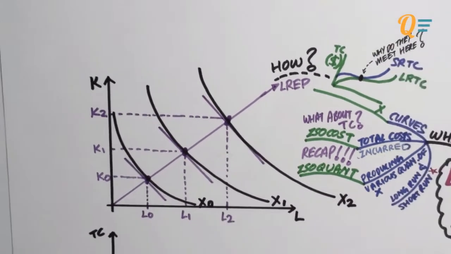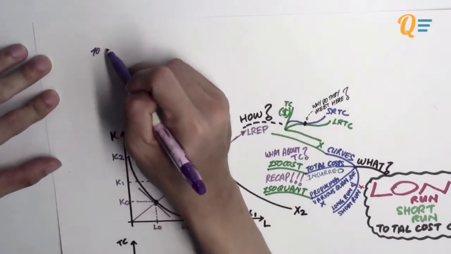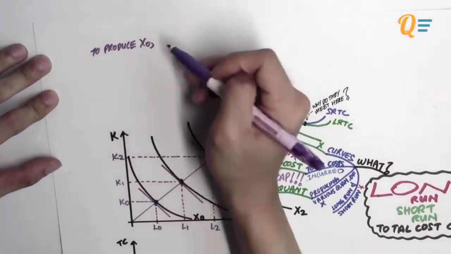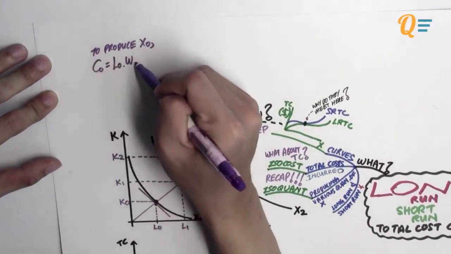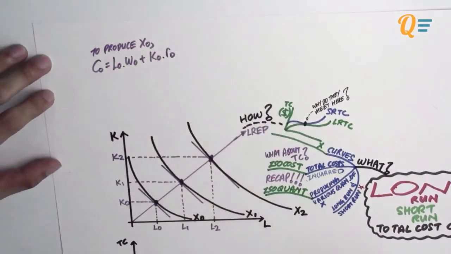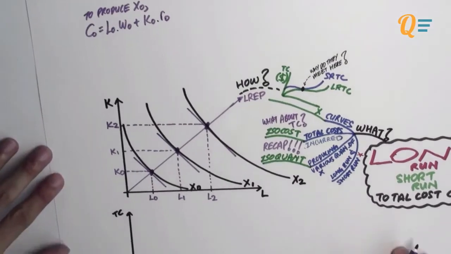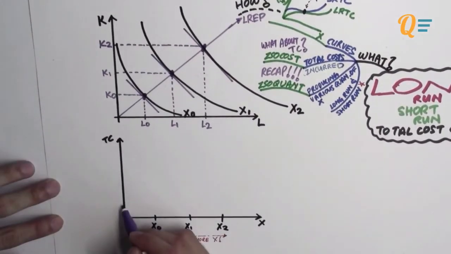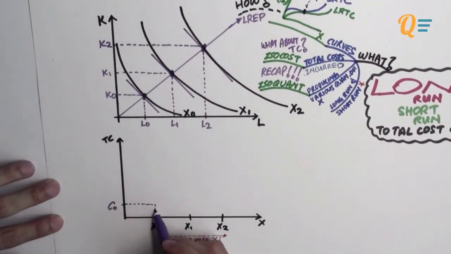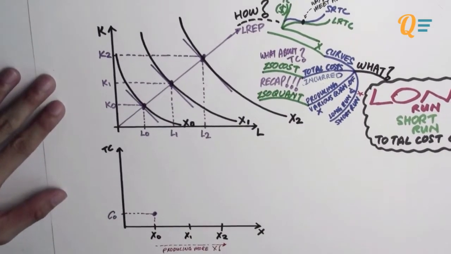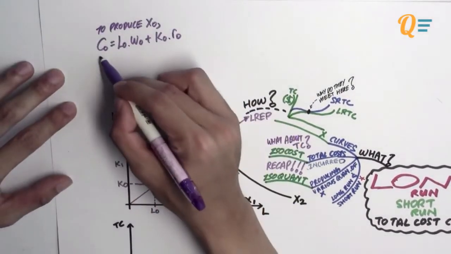So here's how I'm going to find out the total cost to produce certain quantities, right? To produce X0, I know that the total cost is going to be the amount of labor multiplied by the wage rate plus the amount of capital multiplied by the interest rate. I hope that's familiar to you. So let's imagine that there are real numbers there, so we can find out what C0 is. So we're going to mark out C0 over here for X0 quantities of X produced. Okay, so that's how we find the total cost.